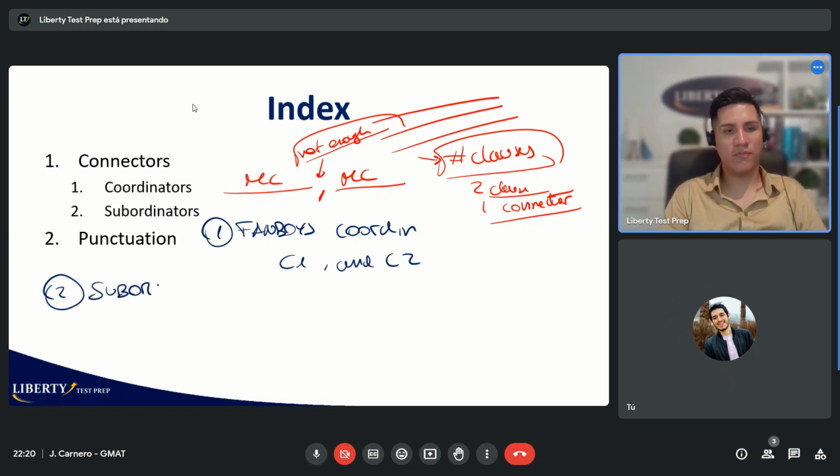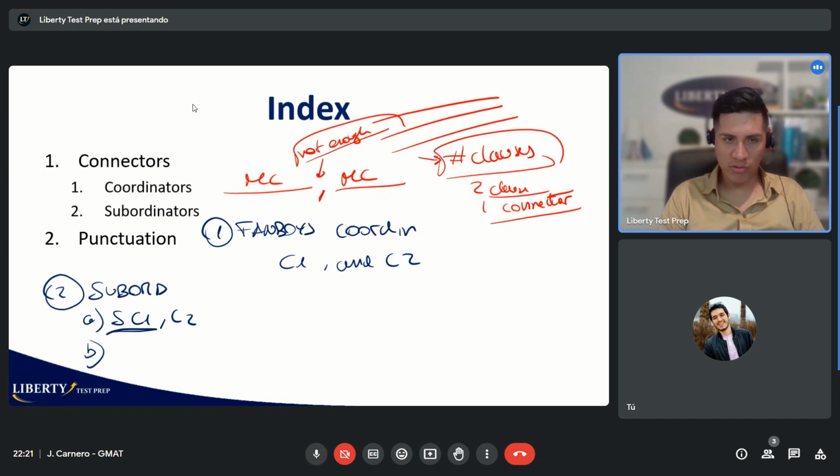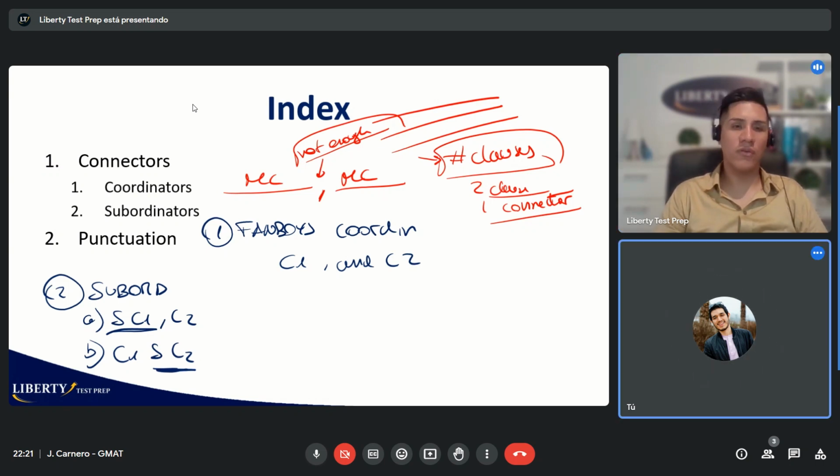subordinators. With subordinators, you have two possible arrangements. You could start by subordinating the first clause: subordinator, clause number one, comma, clause number two. In this case, the first clause is a subordinate clause. Or you can have clause number one, subordinator, clause number two. In that case, the subordinate clause is the second clause. So you have those two ways with the subordinators.